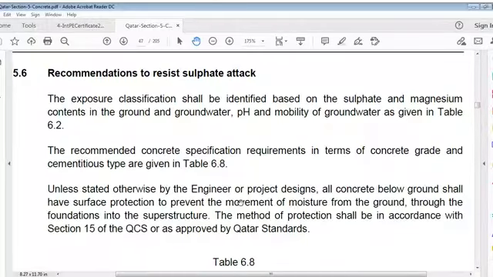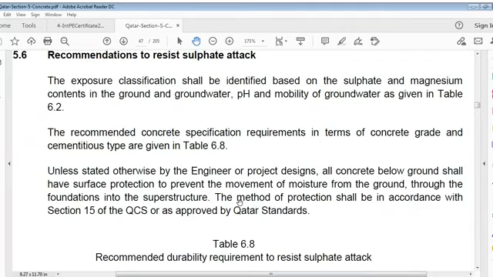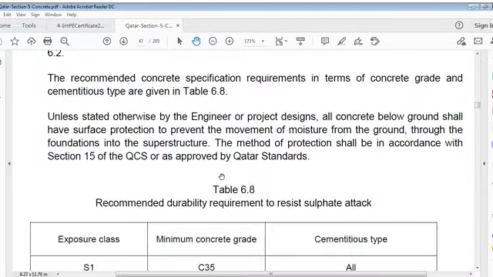Now recommendation to resist sulfate attacks. Exposure classification shall be identified based on sulfate and magnesium contents in ground and groundwater, pH and mobility of groundwater as given in the table. Mobility of groundwater is very important. Now recommended concrete specification requirements in terms of concrete grade and cementitious types are given in table 6.8.